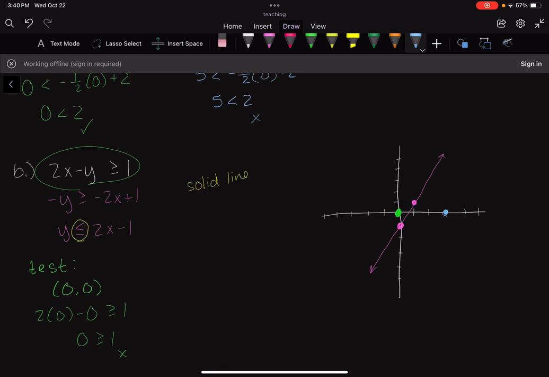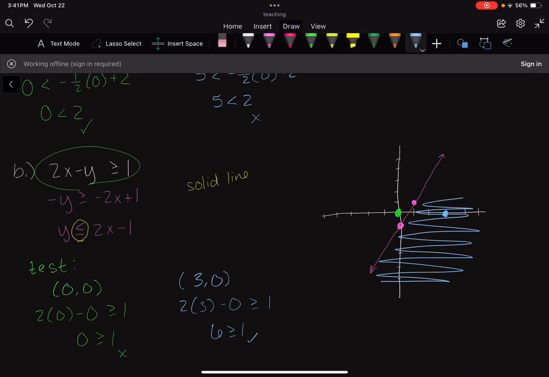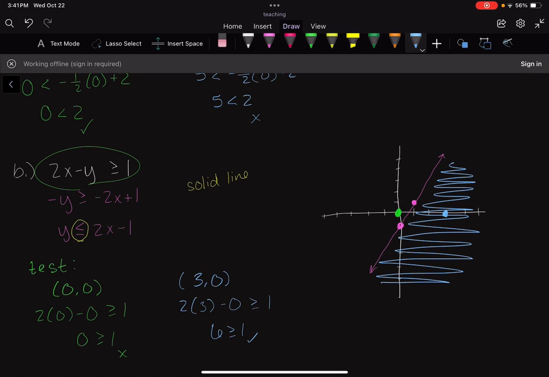So let's do this one. And again, you can test whatever point, as long as it's one above, one below, you're good. So this one I'm testing is 3, 0. So I get 2 times 3 minus 0 is greater than or equal to 1. So I get 6 is greater than or equal to 1. Well, that is true. So that makes sense because I was thinking I was going to have to shade this part anyway. So I'm glad that we could confirm it by getting a point that works.